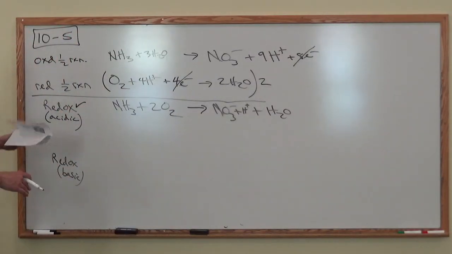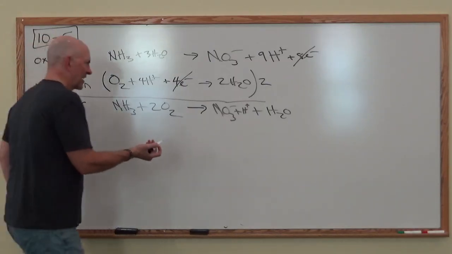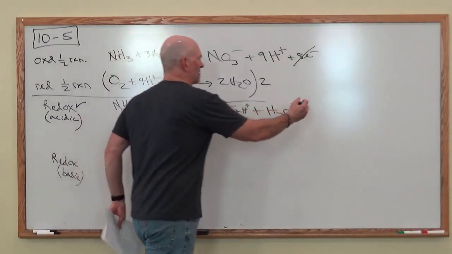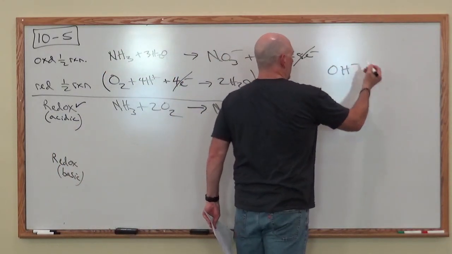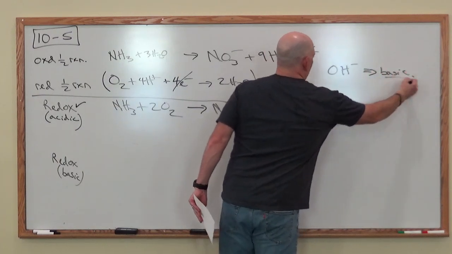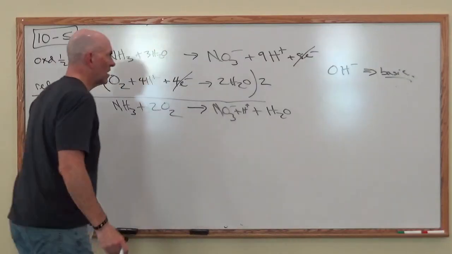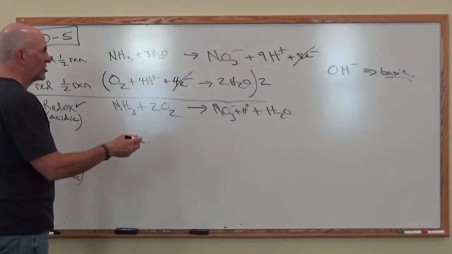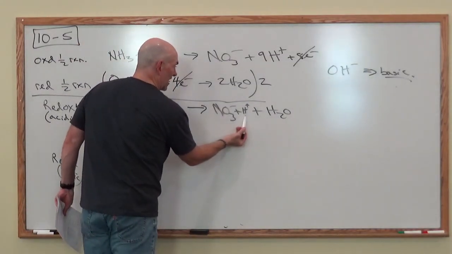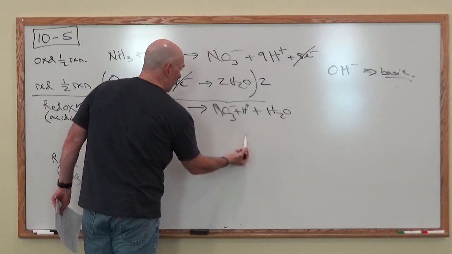Now, how do you go from an acidic solution to a basic solution? What you do here is this is the little trick. So this is acidic. So what you do is you add OH minus. Remember, OH minus means hydroxide. That's what you have in a basic solution. So what you do is you add OH minus to each side of the equation. So basically you neutralize the H plus and make it another water.